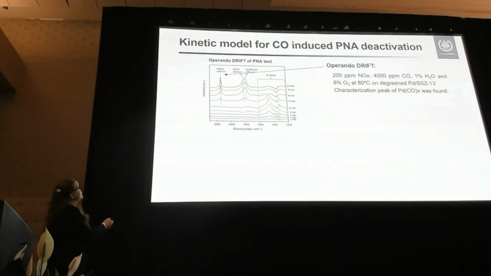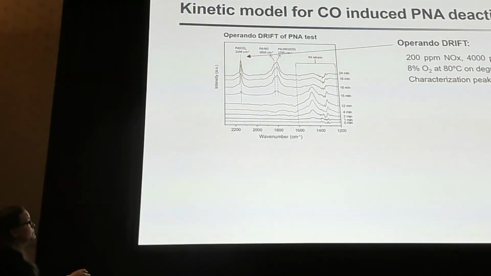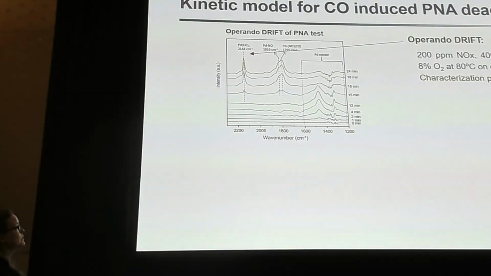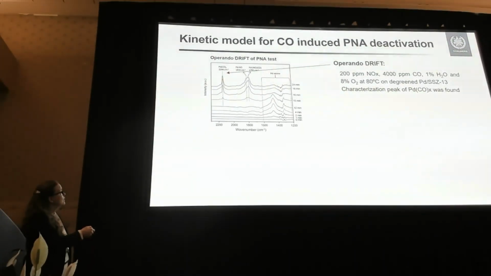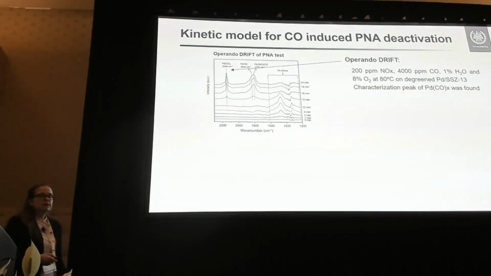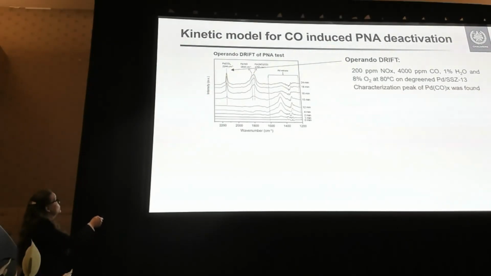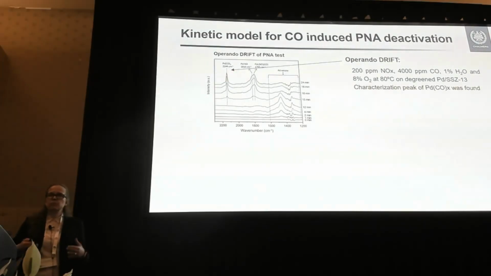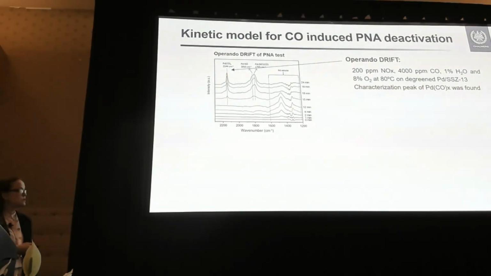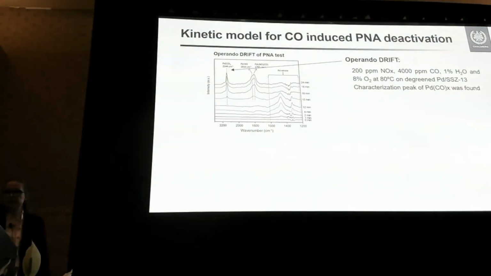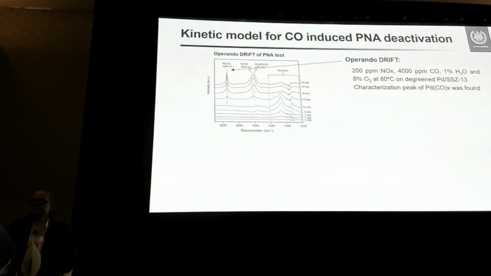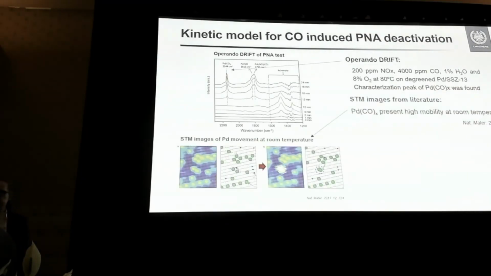Then we examine the DRIFT. This is 200 ppm NOx, 4,000 ppm CO, 1% water, 8% oxygen at 80 degrees. And this is the spectrum from 0 up to 24 minutes. What we can see is that after a while, at 2144, which corresponds to palladium with CO layers on it, the peak is increasing. We don't have any initially, but when it goes for a long time, we do see that it's growing. So with this, we can see that with high CO levels, we get characteristic palladium carbonyls.